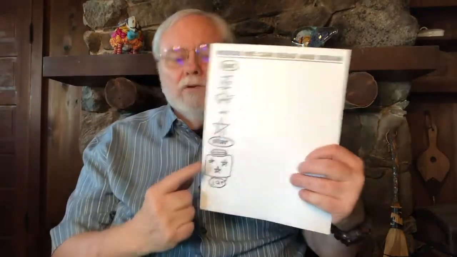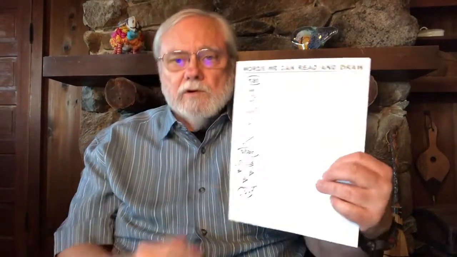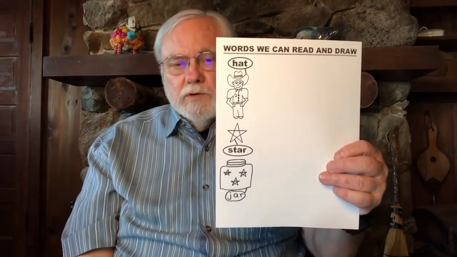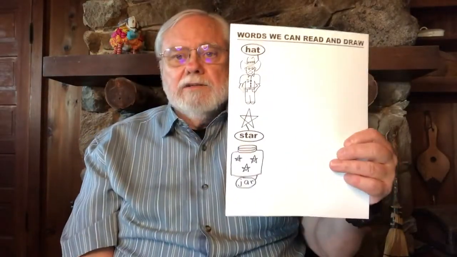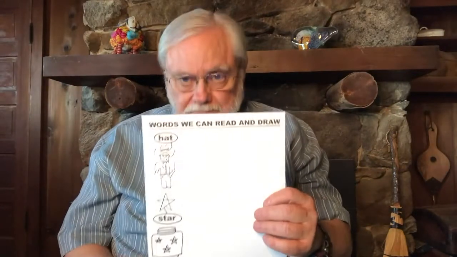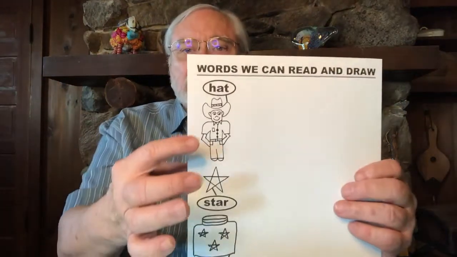S-T-A-R. How many sounds did we have in star? S-T-R. 3 sounds. But how many letters did we have in star? 1, 2, 3, 4. How come we had 4 letters but only 3 sounds? Oh, because the A and the R go together and act like just one letter in spelling Arnie Aardvark's sound.